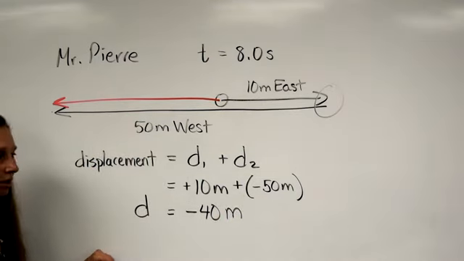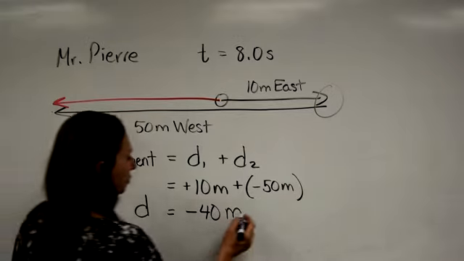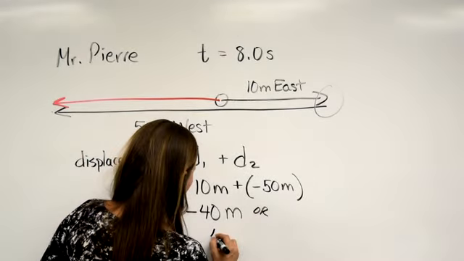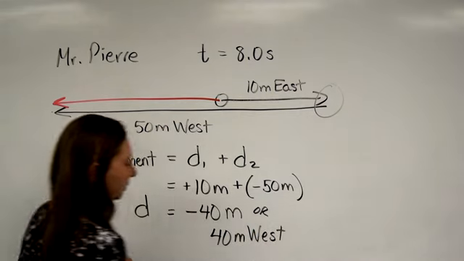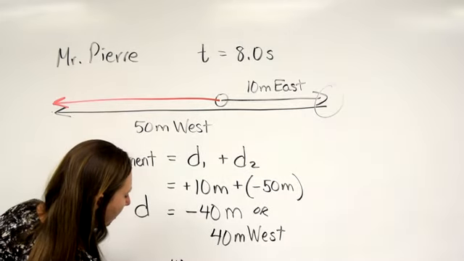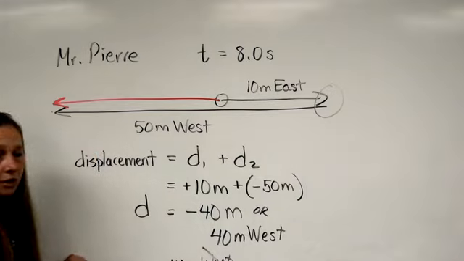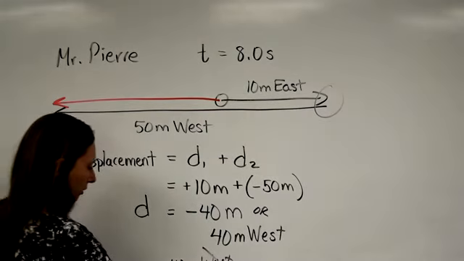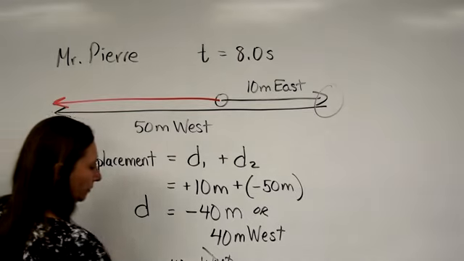His displacement is negative 40 meters, or 40 meters west. Don't put negative 40 meters west. Negative and west cancel, and that's wrong. It's not 40 meters. Negative and west are going to cancel. You put one or the other. Okay?